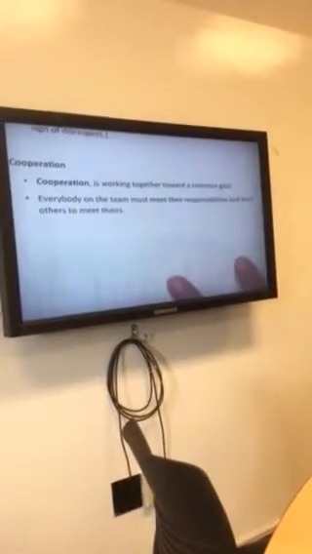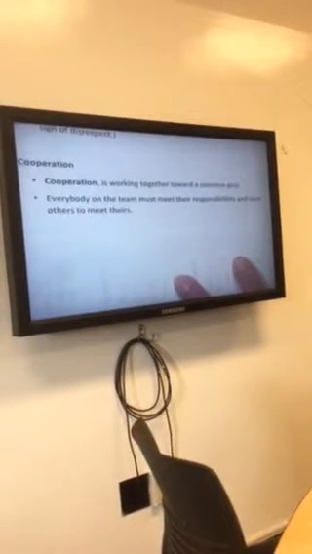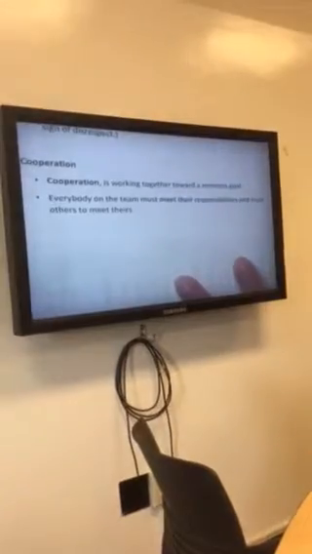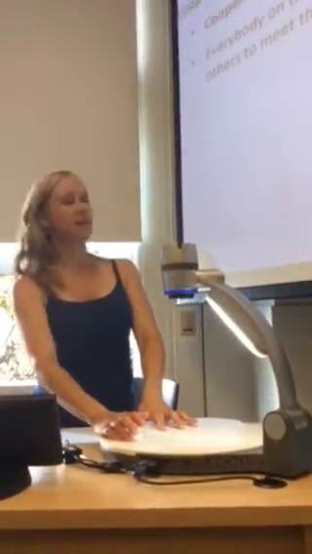Okay, and then our last vocabulary word, cooperation. Let's read the last one. Front table? I don't know if I've heard from you guys over here. Cooperation is working together toward a common goal. All right. Everybody on the team must meet the responsibilities and trust others to meet theirs. So there is a good little segue into our project that we're going to do now.